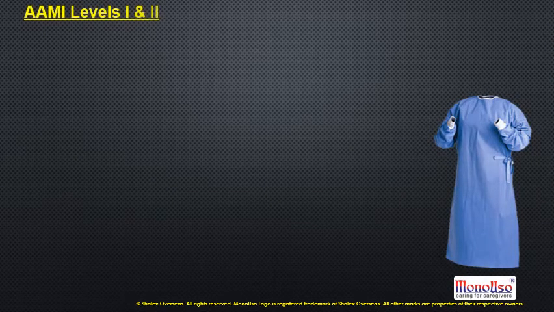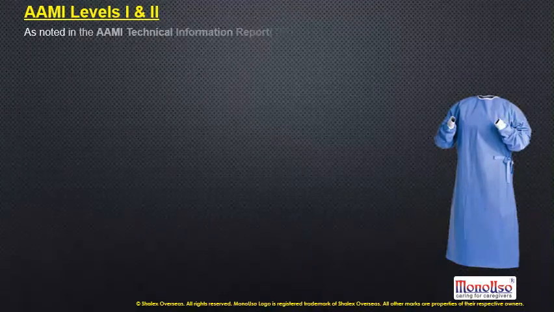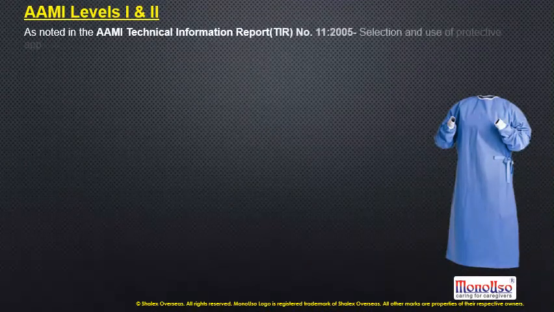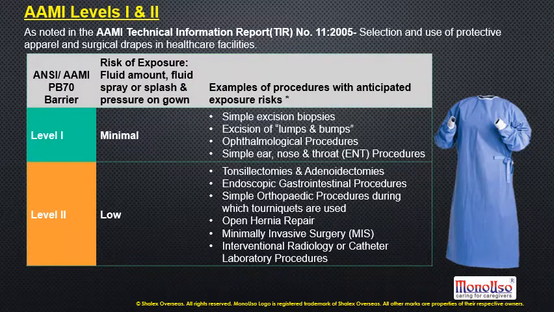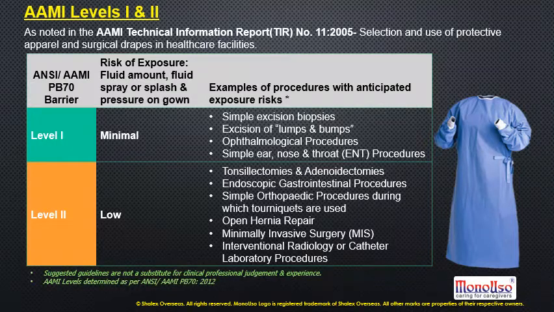Let's take a deeper look into the details. This slide shows what level 1 is recommended use for. This is recommended for where there is a minimal risk of exposure, such as simple excision biopsy, ophthalmological procedures, and simple ENT procedures. And level 2 is recommended for low risk procedures, for example, tonsillectomies, endoscopic gastrointestinal procedures, simple orthopedic procedures, open hernia repair, and minimally invasive surgeries.